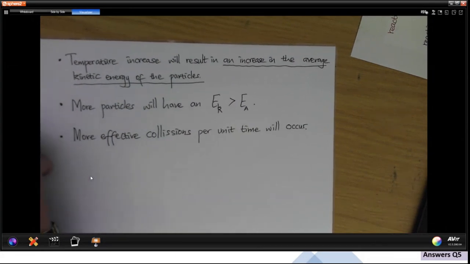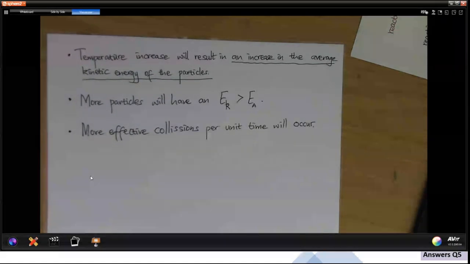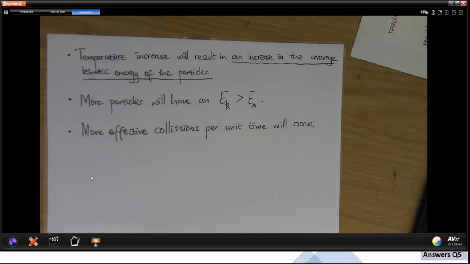All right. Have you got those 3 points? Here they are. To summarize, an increase in temperature will result in an increase in the average kinetic energy of the particles of a substance. This means that more particles will now have a kinetic energy that is greater than the activation energy. As a result, more effective collisions will occur per unit time. All right. Have you got those points, grade 12s? Very, very important. So the collision theory explains how reactions occur at molecular level.